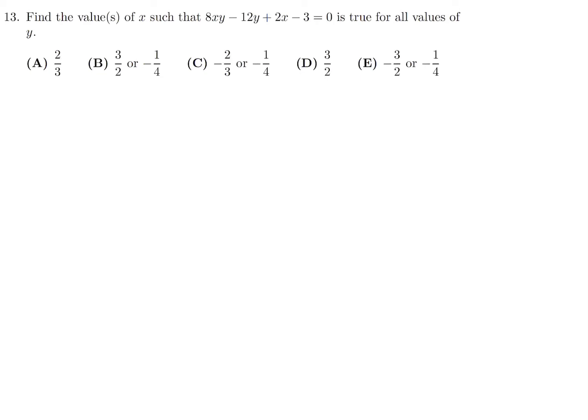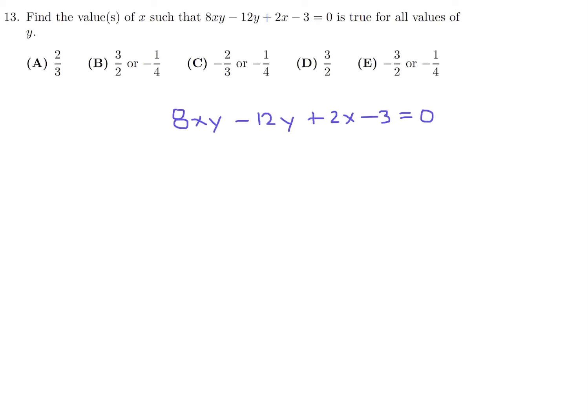Find the value of x such that that expression is true for all values of y. All right, more algebra for us. Minus 12y plus 2x minus 3 is equal to 0. Okay. All right, where do we go from here?